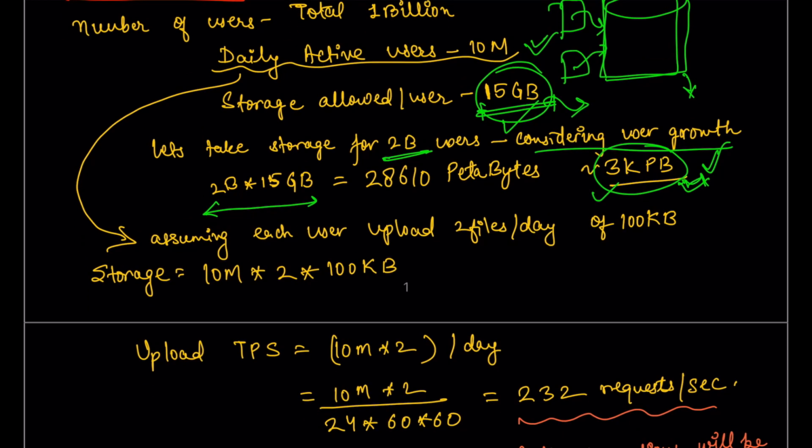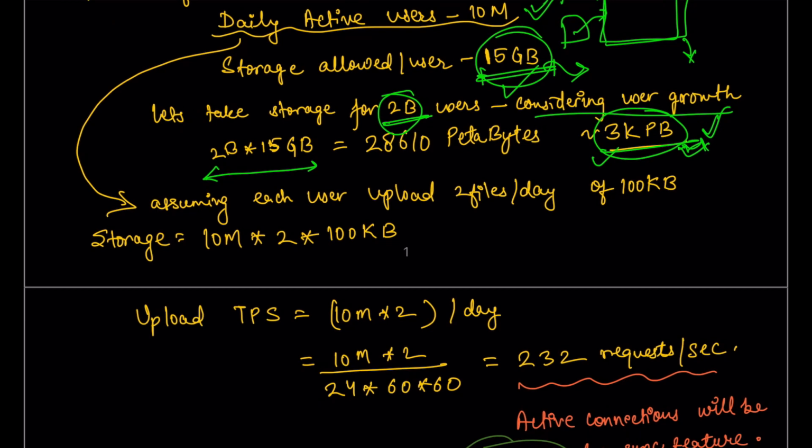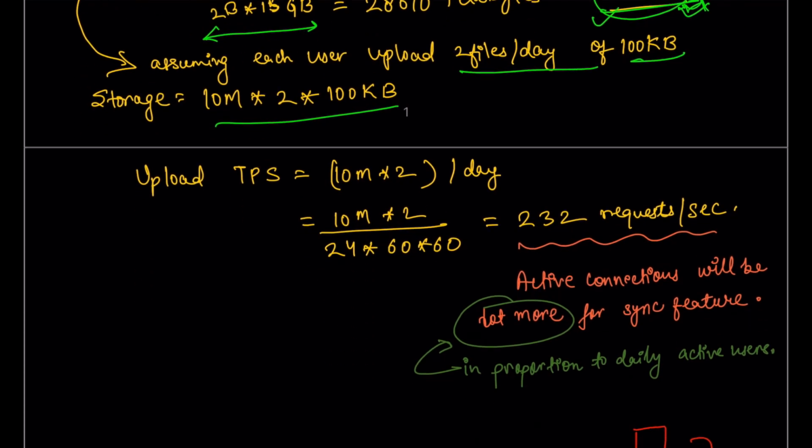So we are assuming that for all 2 billion users, we have 15 GB of storage, which comes to this number. Assuming each user uploads 2 files per day of 100 KB. Okay, so storage requirements by that analysis will be this number. Okay, so this is total storage per day.